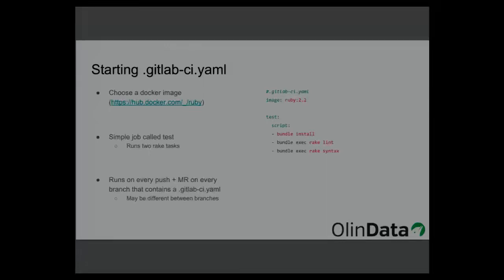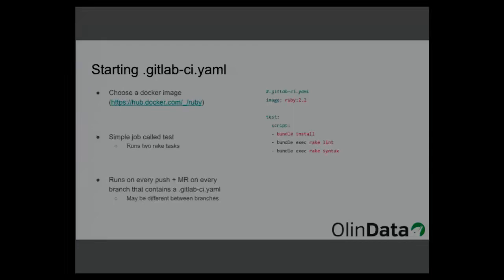This specifies which image we're running. It just comes from the Docker Hub. And then we have one job called test. This label can be anything you want. So if you wanted it to be your mother's name, that's totally fine. It's probably more convenient to use something that actually means something, but hey.